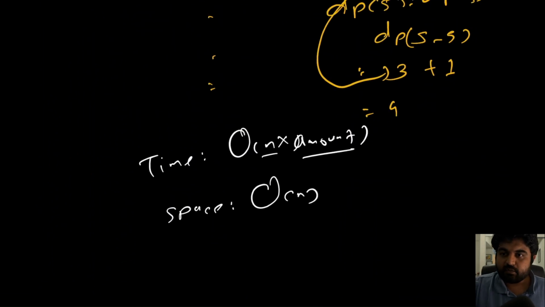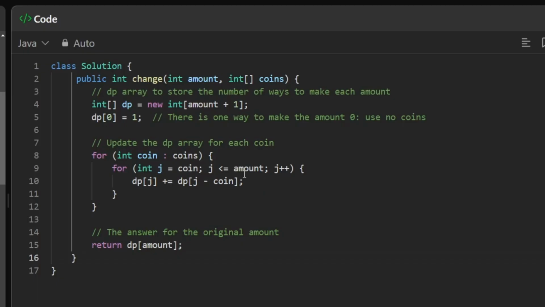Now let's move on to the coding solution. For the coding, the idea is quite straightforward. First, we are going to initialize our dynamic programming array to the value of amount plus 1, because we need to account for the value 0. Now we will set up the base case for our dynamic programming, where if you have to create amount 0, there is exactly one way to make amount 0 using no coins. And then we will keep on updating our dynamic programming array for every single coin.